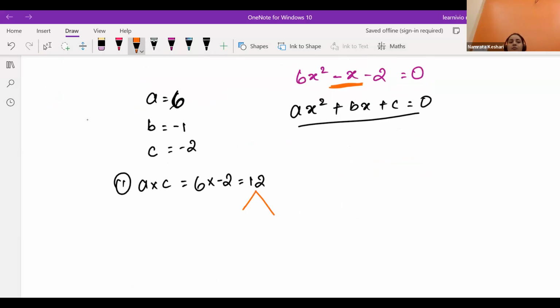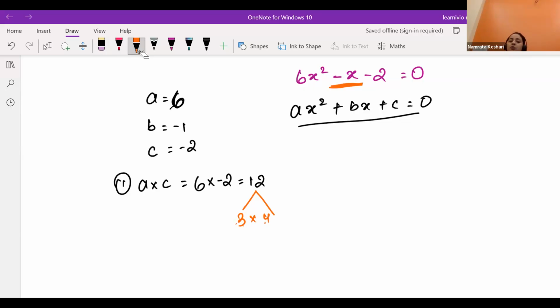Let's factorize 12 by using two such numbers. 1 into 12 is 12. But these two numbers added together or maybe subtracted together do not generate the middle term, that is minus 1. So this possibility is not working. Any other numbers which multiplied together generate 12? 3 into 4 is 12. Now both the numbers added together or maybe subtracted together must generate the middle term, that is minus 1.